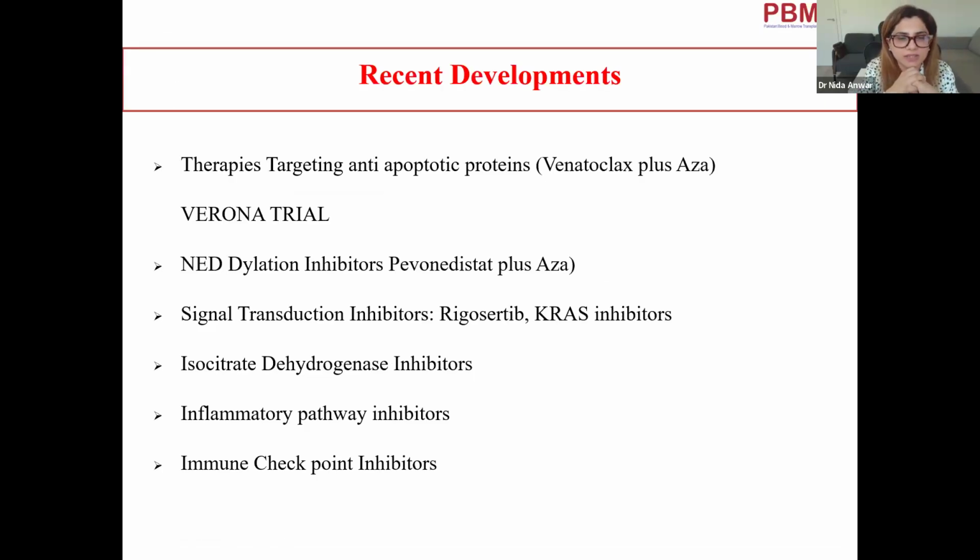Coming to the recent developments, we spoke about the standard recommendations, and the world is moving toward newer therapies like targeting anti-apoptotic protein, that is venetoclax as a combo, where a trial is going on. Then therapies which include NAD deacylation inhibitors, that is nadisat combo with azacitidine, signal transduction inhibitors like rigosertib and KRAS inhibitors alone or in combination, and then isocitrate dehydrogenase inhibitors, inflammatory pathway inhibitors, and immune checkpoint inhibitors.